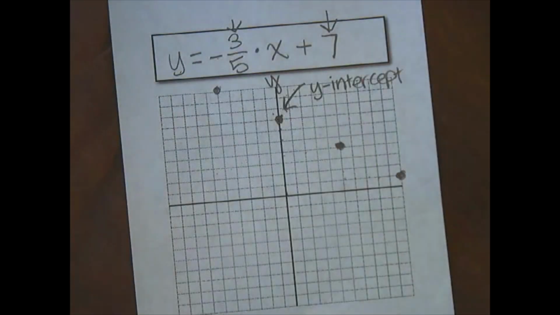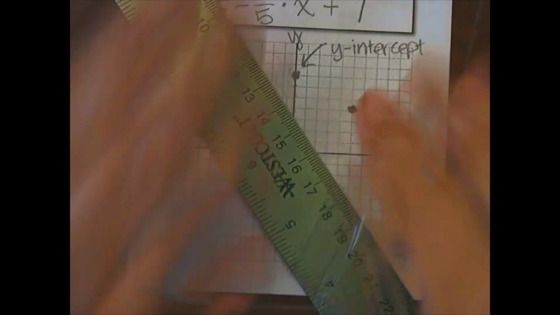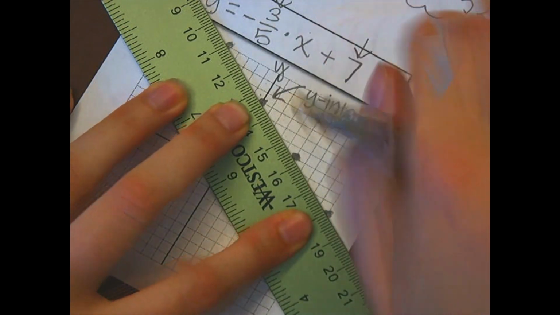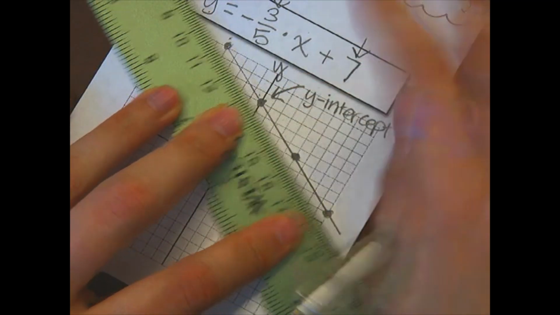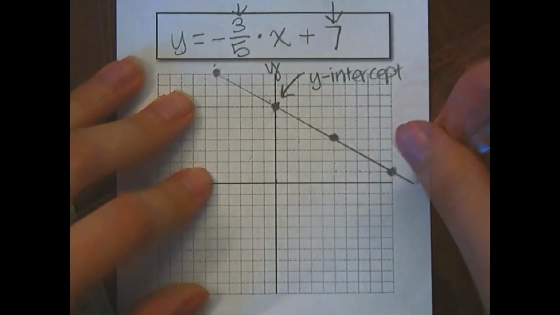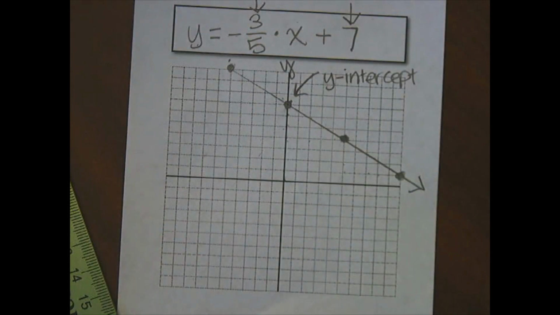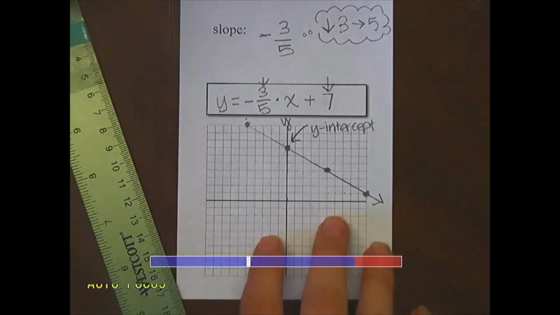Beautiful. So now, to check myself, get a nice ruler going with a line through it. And I think, okay, are these all lining up? They are. Great. So I can get a line through that. All right, and because my line is going down, I'm going to put a little arrow right there.